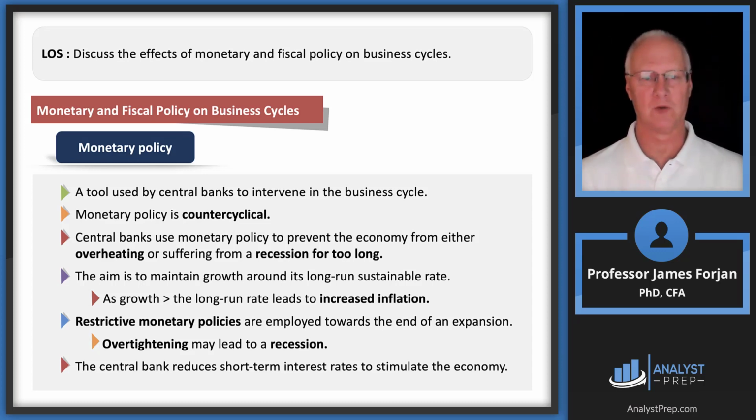One of the interesting things about 2022 is that the U.S. Central Bank is doing everything that it can, at least that's what it's saying, to prevent a recession. So look at that fourth arrow point there. The aim is to maintain growth around its long-term sustainable rate, as long as that growth rate exceeds the increase in inflation. Restrictive monetary policies, on the other hand, are employed toward the end of an expansion because over-tightening may lead to a recession. And this is what politicians are saying in 2022: we don't want the Fed to raise interest rates because that's going to push us into a recession. However, they're forgetting the underlying economic factors that lead to a natural increase in interest rates.